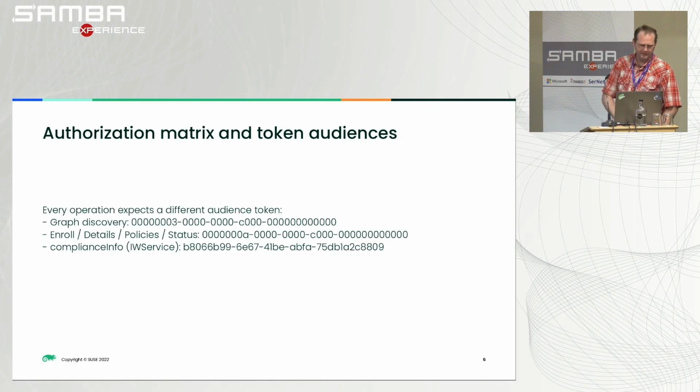So first, let's look at the prerequisites. Each time we call into Intune, we need access tokens for 3 different services that we communicate with. We need to be able to communicate with the Microsoft Graph to discover our endpoints. And then we have the Intune endpoints for enrollment, details, policies, and status, which we need a separate token for. And then the compliance info service, which is something called the IW service. I don't know what that stands for.